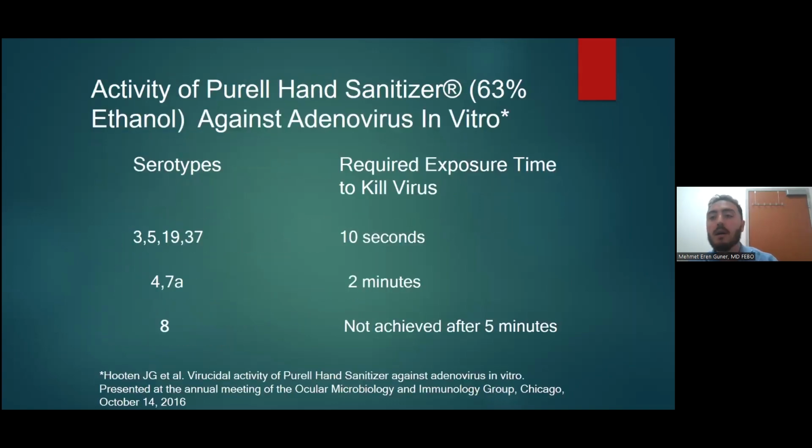I want you to remember when I told you about the subtypes, I wanted you to pay attention to serotype 8. Again, the hand sanitizer that we use has 63% ethanol, and after 5 minutes, the virus was still active. So when you have the sanitizer in your office, you don't think you're off the hook. Okay, be careful. And serotype 8 is the one that causes the epidemic type.